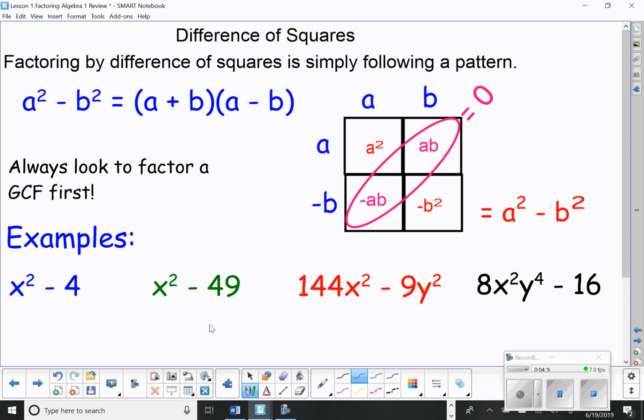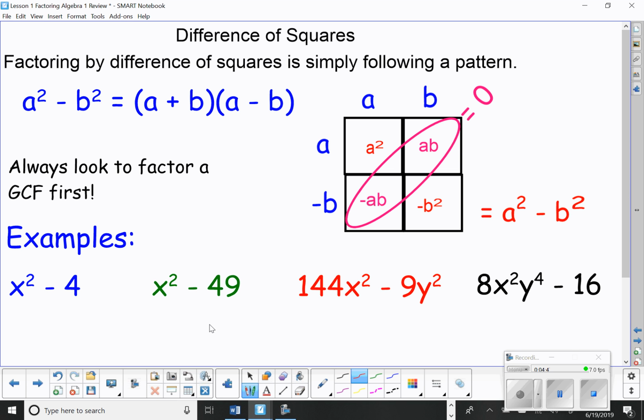Now, we move on to the difference of squares. The difference of squares is when you have two terms. You have a perfect square minus a perfect square, thus difference. A sum of squares, no. This is a difference of squares.